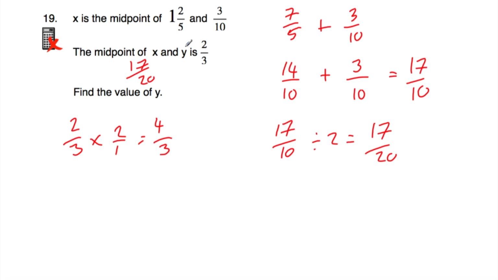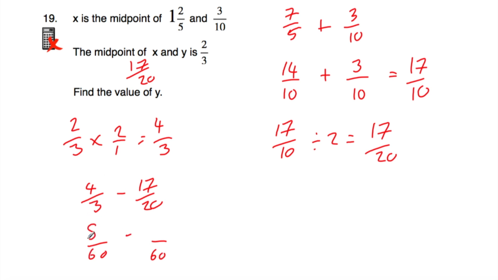Now what we're going to do is, well, we know that x and y will add together to give us 4/3. So if we take away x from this 4/3, we'll be left with y. So we need to do 4/3 take away 17/20. So we're nearly there. Let's find a common denominator. Well, 3 and 20, I'm thinking 60 and 60. And to get from 3 to 60, we multiply by 20.